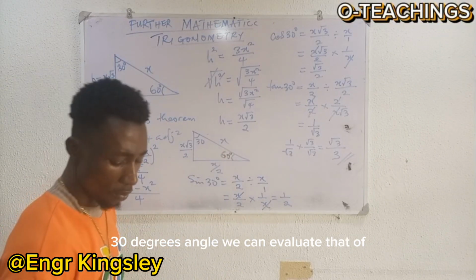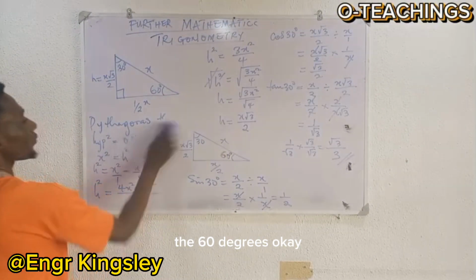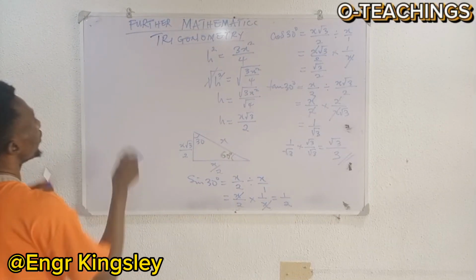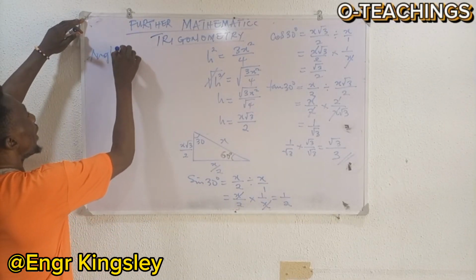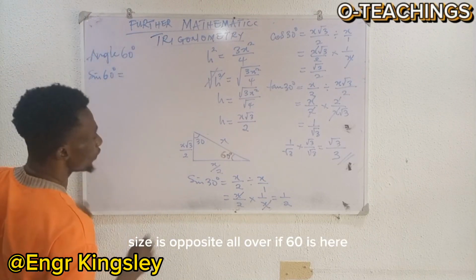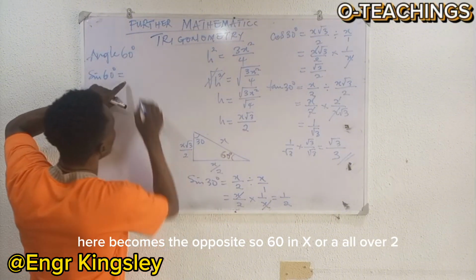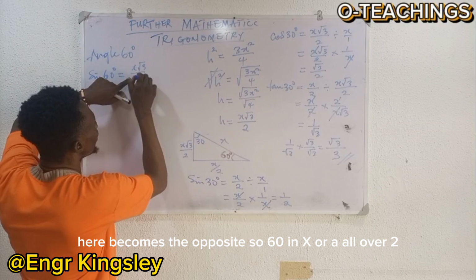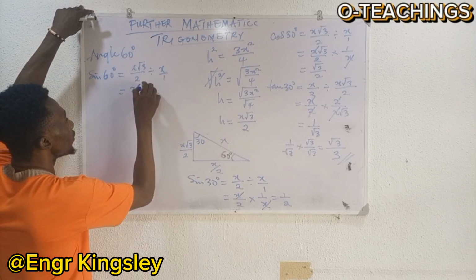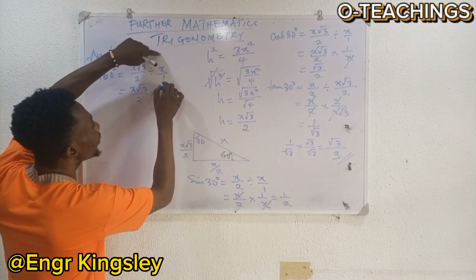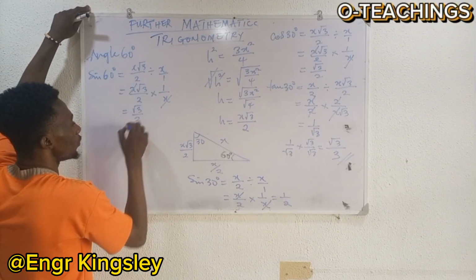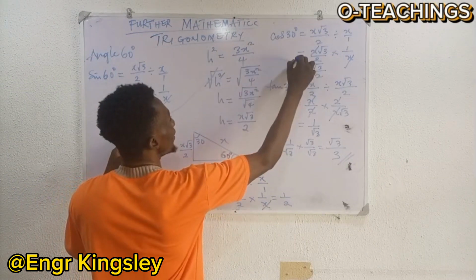We can evaluate that of the 60 degrees. Okay? When we are having something that looks like this, we are having angle 60, and the 60 degrees will be giving me, start from sine 60. Sine is opposite all over hypotenuse. If 60 is here, here becomes the opposite. So sine 60 will give me x root 3 all over 2 divided by the hypotenuse, which is x. Remember, here is over 1. We have x root 3 all over 2 multiplied by 1 will go up, x will come down, x will cancel x. I will be having sine 60 to be root 3 all over 2, similar to cos 30.